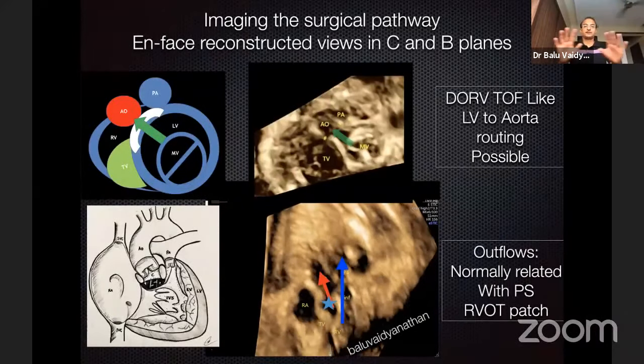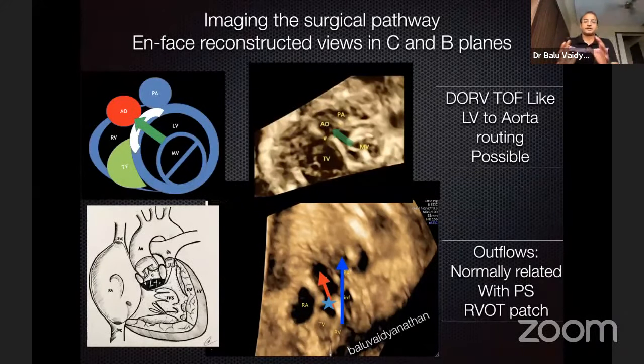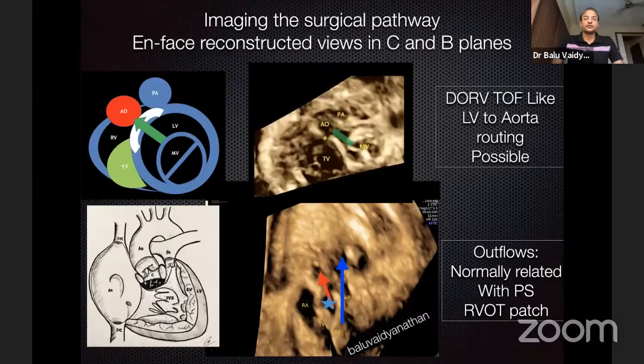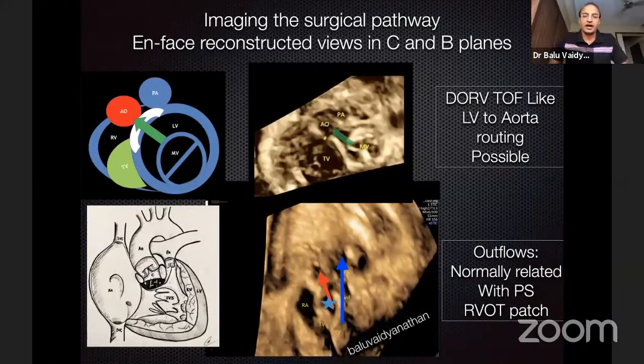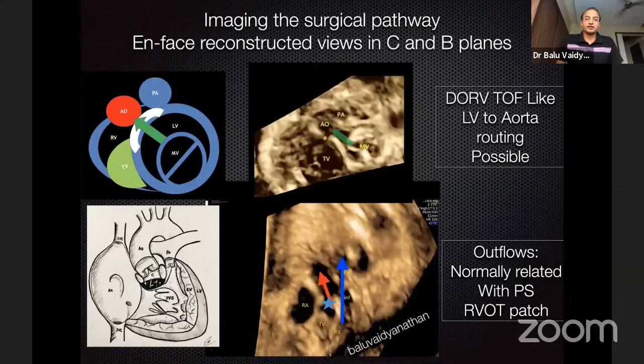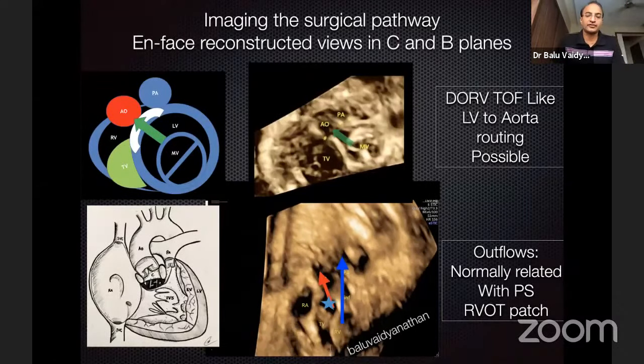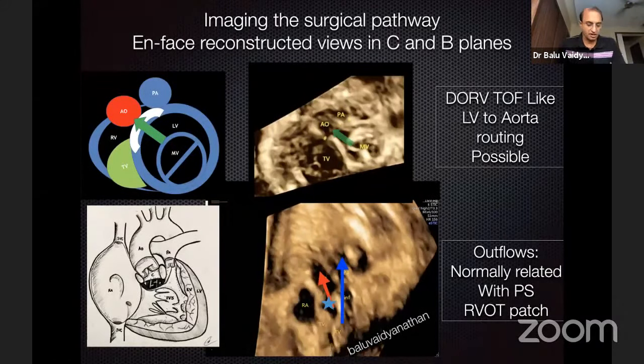So with this kind of imaging, it is quite clearly possible to tell the surgeon that, look, this is a DORV which is totally correctable with a single surgery. And the parents also will be very happy to listen to such news, because that will encourage them towards seeking postnatal care.